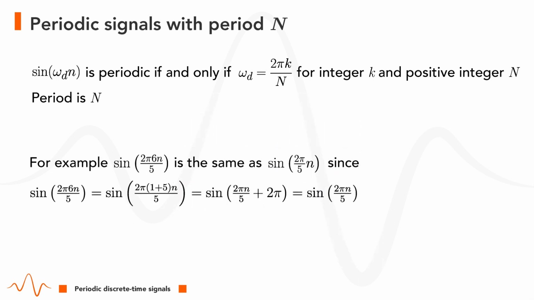This conclusion can also be illustrated through an example. If we have sine of 2 pi over 5 times 6n, we can write it as sine of 2 pi over 5 times n plus 2 pi, which as we know is equal to sine of 2 pi over 5 times n. The same would hold if we had considered cosines instead of sines.